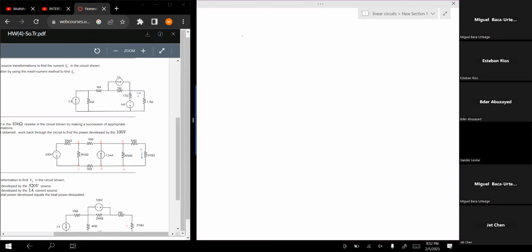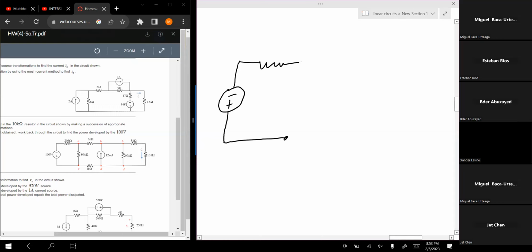So the reason I'm thinking this one isn't too bad is because I'm looking at that current source, the 12 milliamp current source, and I am seeing that as a way for us to do a source transformation on this question. After all, this is the source transformation homework.